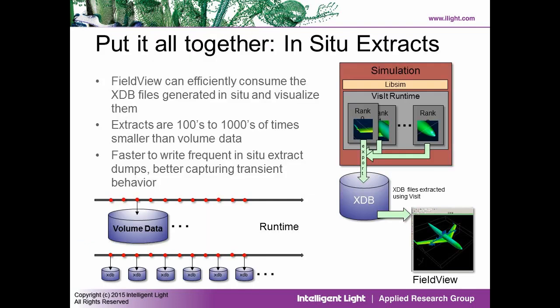So when you put all these things together, what you get is the ability to do in situ extracts. You have your simulation that has LibSim in it. Through LibSim, the simulation is able to expose its data sets, or its data structures, all the different arrays that you want to do post-processing on, except you're going to be doing it in situ. And that gets written out to XDB. XDB is going to FieldView. And again, due to the data reductions that you're able to apply via the extract process, you can perform this far more frequently than you can typically when you are just doing the volume data.